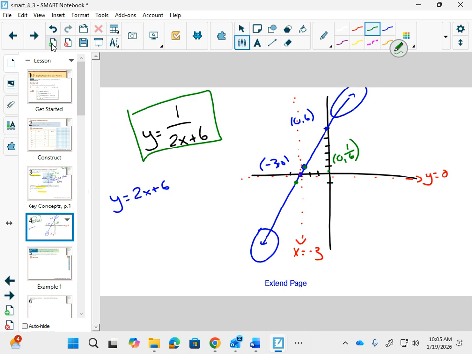I mean, I can find another point on my blue graph. What would happen if you plugged in -5? Can you see that you would get -10 plus 6, you would get -4? So that means on my green graph, I'd have -5, -1 over 4. Technically, as soon as you find one point, you have enough information to draw your graphs towards your asymptotes and you're done.